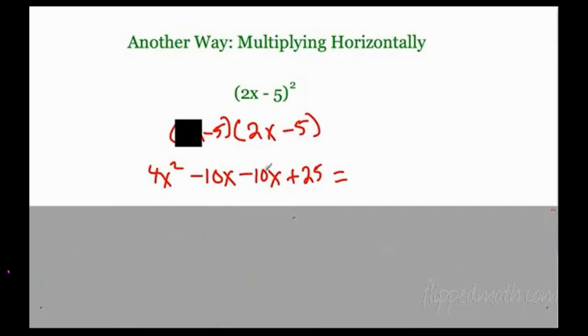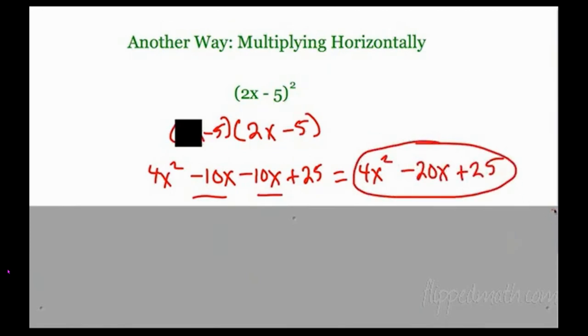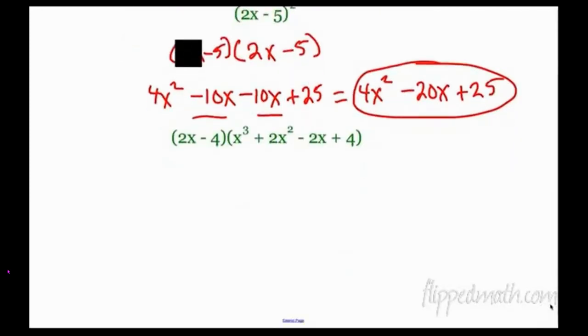Now I need to combine like terms. I have 2 right here, so 4x squared minus 20x plus 25. Boom! All right? Let's try another one. Works no different. We're just going to double distribute. Here we go. Let's double distribute down here.